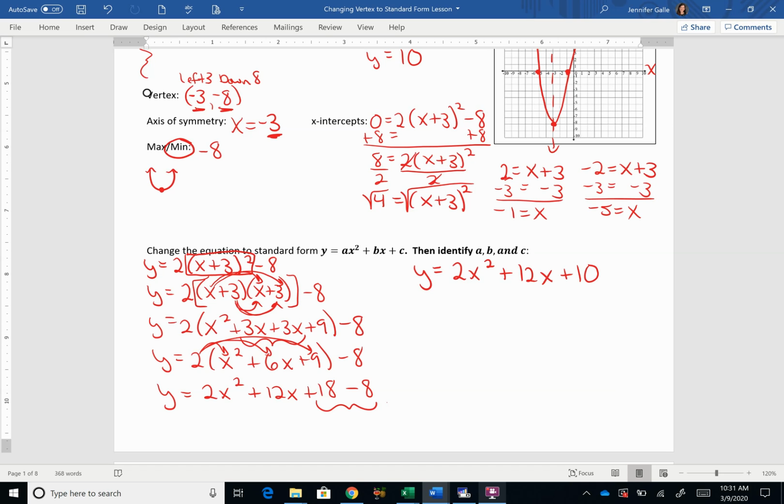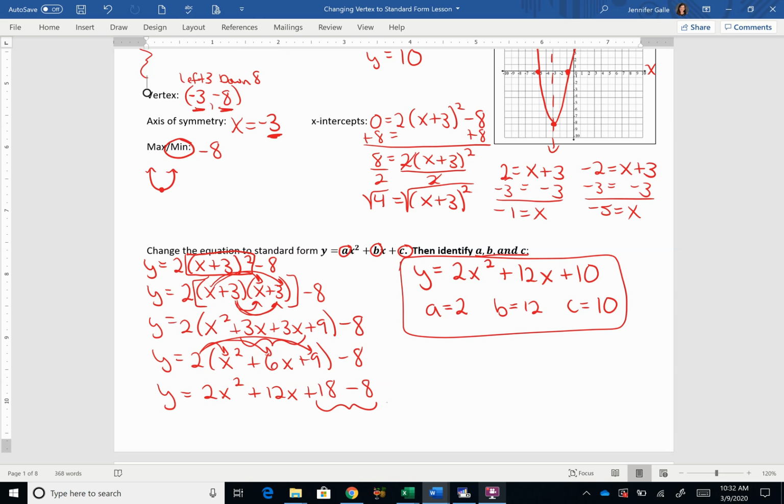The key things we need to be able to pick out are A, B, and C from this equation. The A value is just the number in front of the squared. So our A value is going to be 2. The B value is in front of our plain X term. So our B value is going to be 12. Our C value is going to be that plain old constant all by itself. So this is going to be, next lesson, how we're going to start.